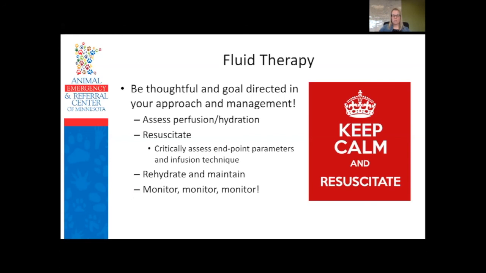But fluid therapy is something that is really important and is really kind of the mainstay of how we're treating a lot of our patients. So I think we need to be thinking about it very critically and kind of knowing why we're doing what we're doing each step of the way.